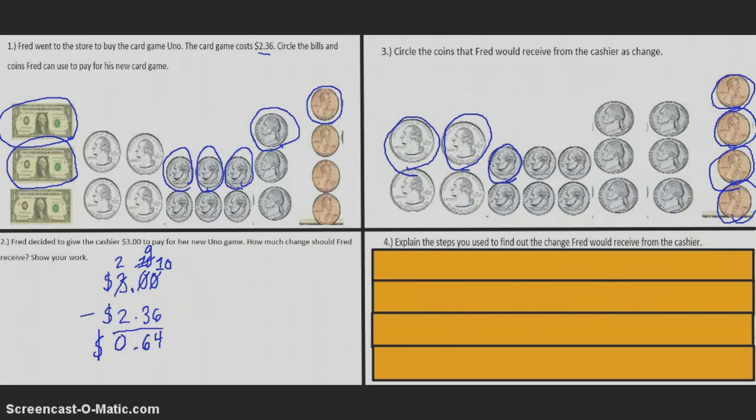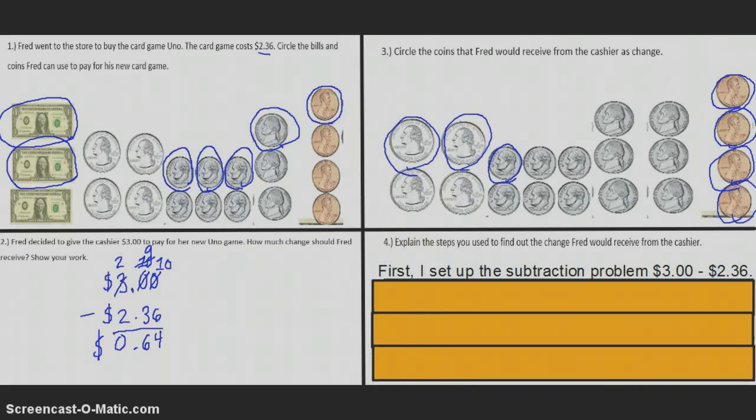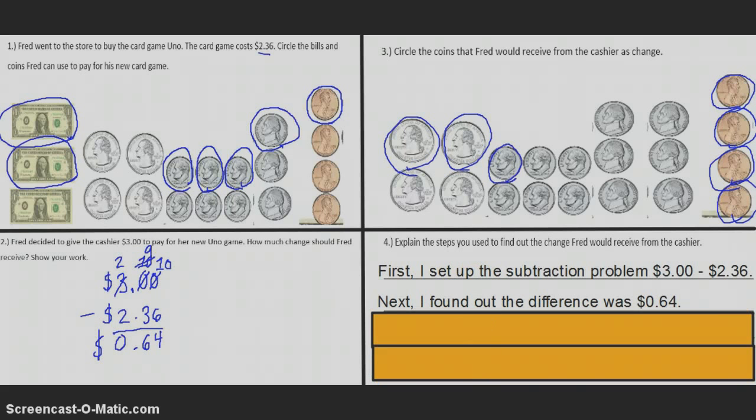Okay, then I'm going to move on to the final part of this word problem, that's explain. To do the explain part, I'm going to use the strategy first, next, then last. Okay, the first sentence I'm using the sentence starter first. And first I set up the subtraction problem, $3 minus $2.36, which you can see in part 2 of the word problem.